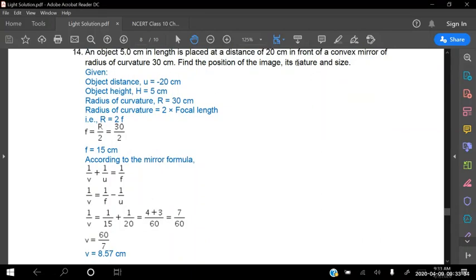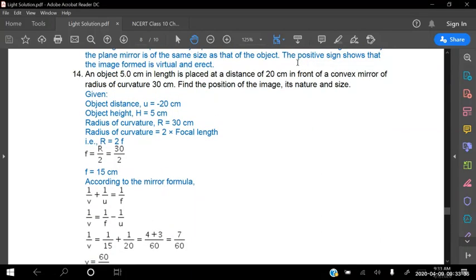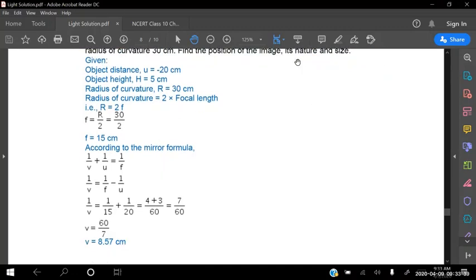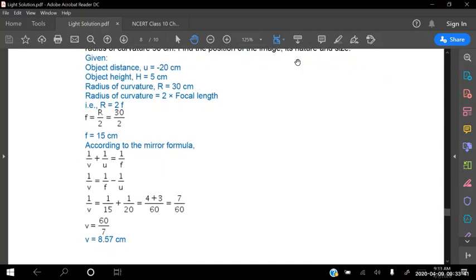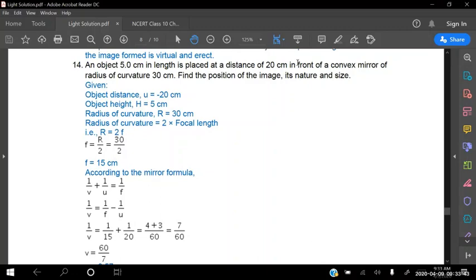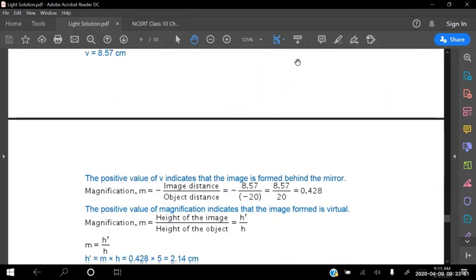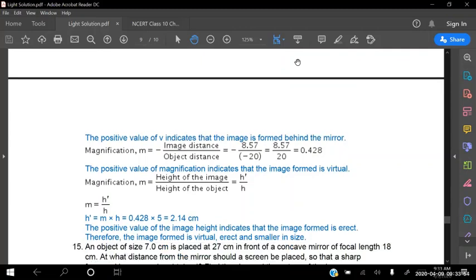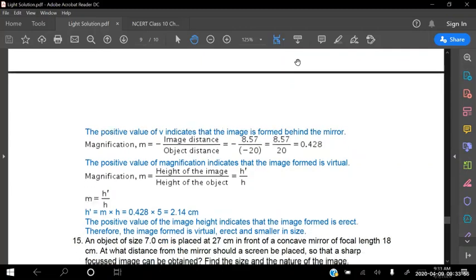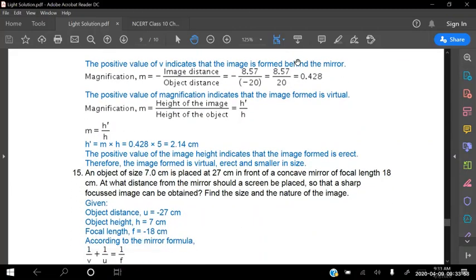Okay, so this is the question now. Radius is given, you have to find out first the focal length. When you find the focal length, keep it here. It is 15 centimeter, convex mirror has positive focal length. U will always be minus. So put always U as minus and then solve the question. You will get this answer, and this is what we have got from calculation. So everything is clear in this.